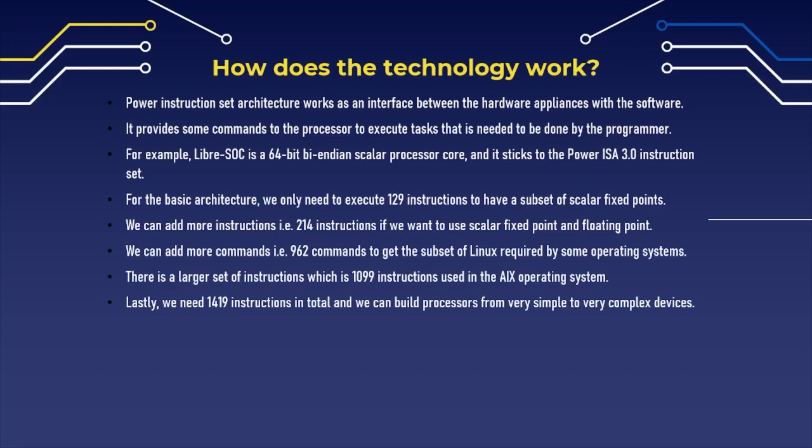For example, LibreSoC, which is the system on chip, is a 64-bit Big Endian Scalar processor core and it sticks to Power ISA version 3.0 instruction set. The system on chip will integrate everything needed to power a small embedded system and equip it with open source hardware and software that works seamlessly with custom open source drivers.